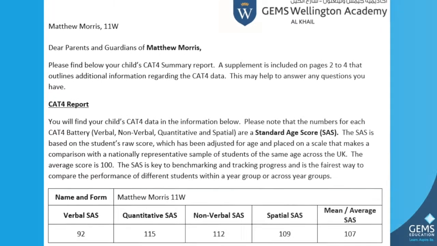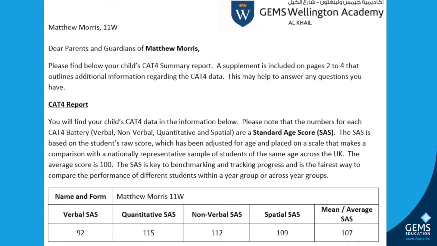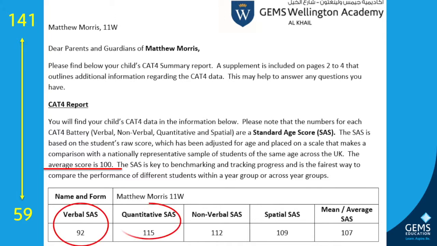Now, the typical CAT4 report from the school will look like this. Now, this is dummy data, this is made up data, this is not a real child. You'll see that the average score is at 100, and the highest the child can achieve is 141, and the lowest 59. And this is a standard age score, which is essentially a standardized sample of the child's raw score adjusted for their age. The SAS score is given for verbal, quantitative, non-verbal, spatial, and then there's an average of all of those combined.